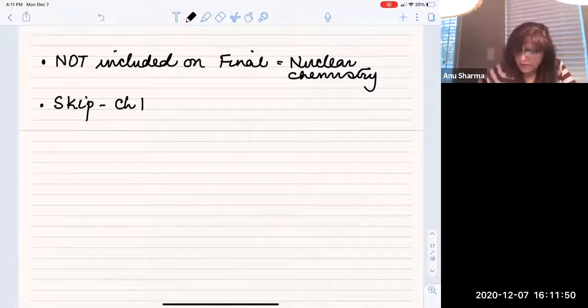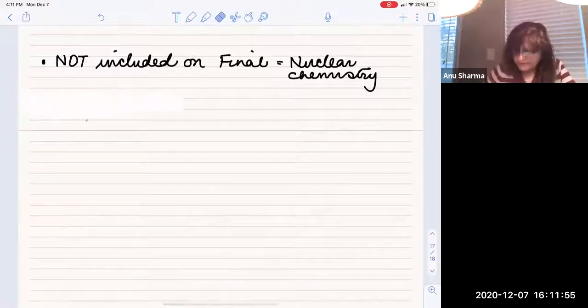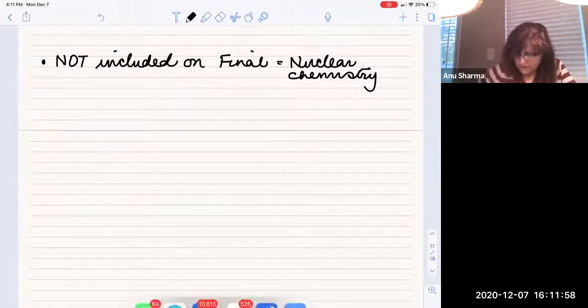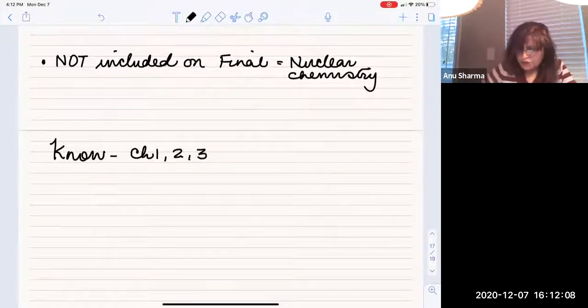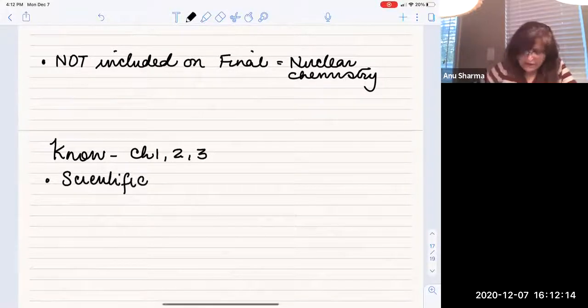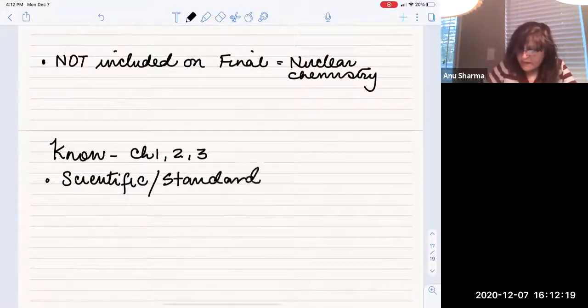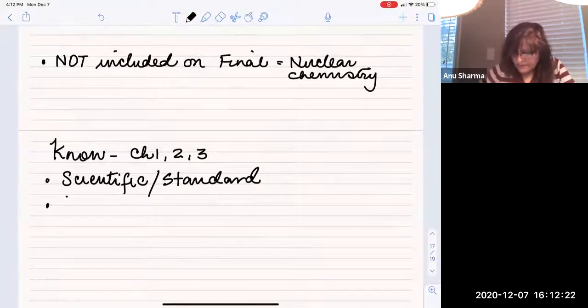Well, not really. Chapter 1 should be standard stuff, just basic concepts. Chapter 1, chapter 2, and chapter 3. What you should know: you should know scientific notation, just like we did. Conversion factors, places, and place values. You should know units of measurement and how to properly convert.